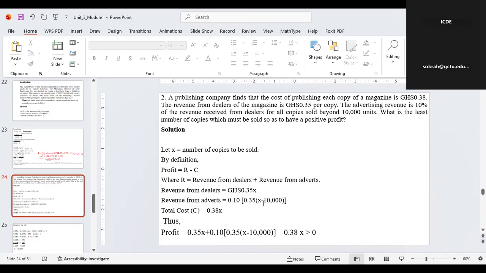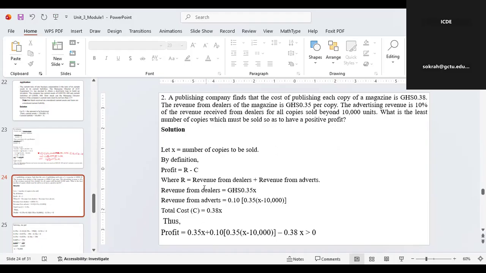So now we have revenue from dealers and revenue from adverts. Then we come to the total cost. The total cost is 0.38 times the number of copies sold. I was all along mentioning profit, sorry for that. So X is the number of copies sold. So wherever you see X, we are referring to the number of copies sold.